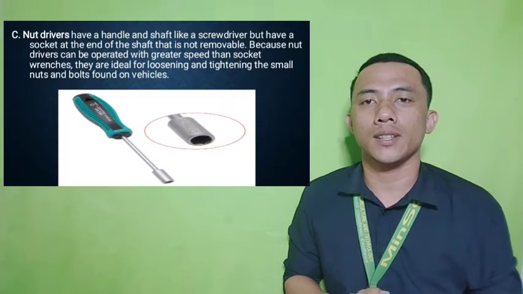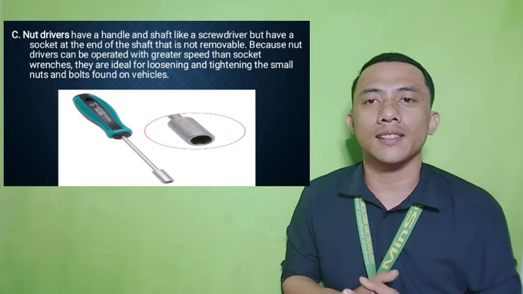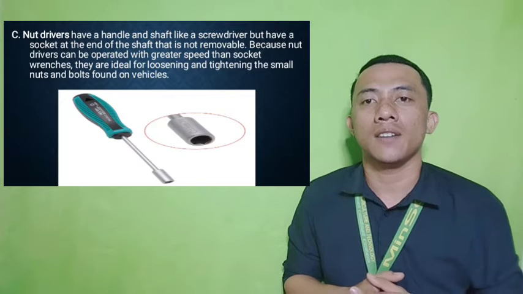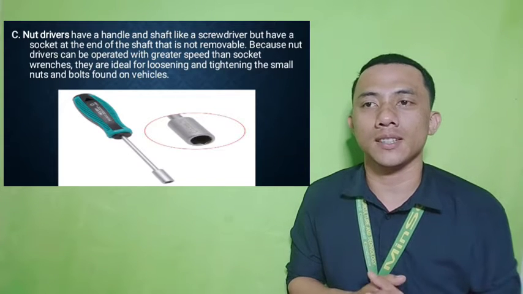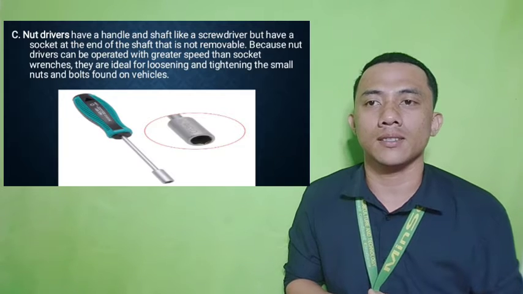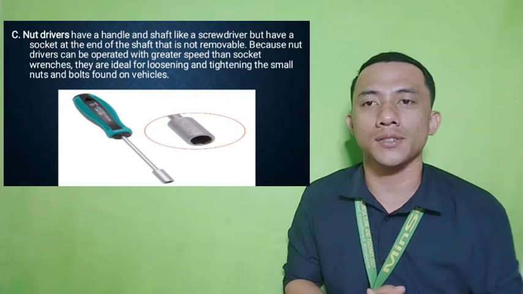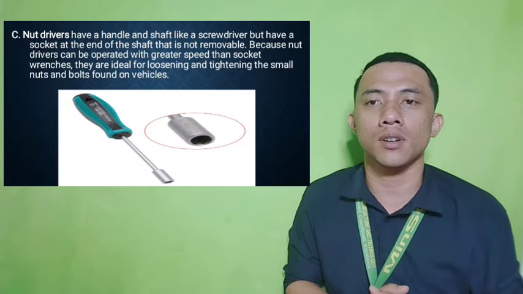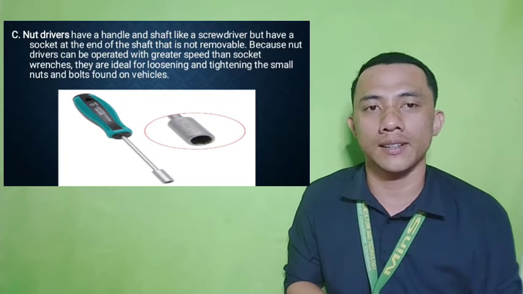And the last one is the nut drivers. The nut drivers have a handle and a shaft like a screwdriver but have a socket at the end of the shaft that is not removable. Because nut drivers can't be operated with greater speed than socket wrenches, they are ideal for loosening and tightening the small nuts and bolts found on vehicles.